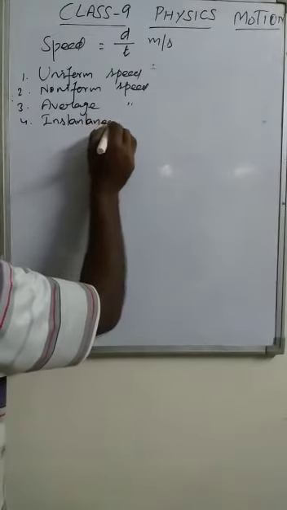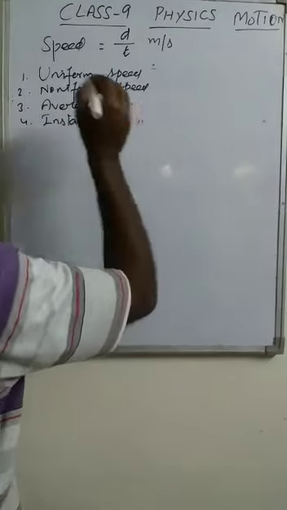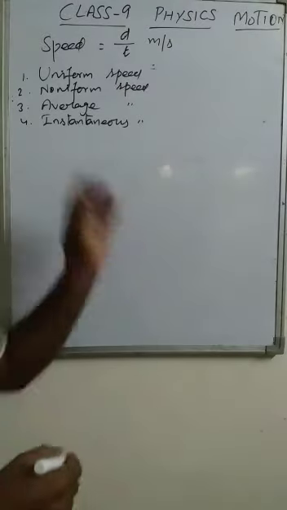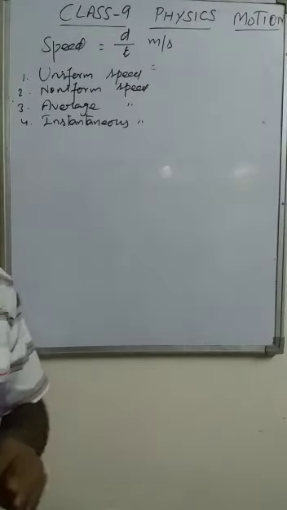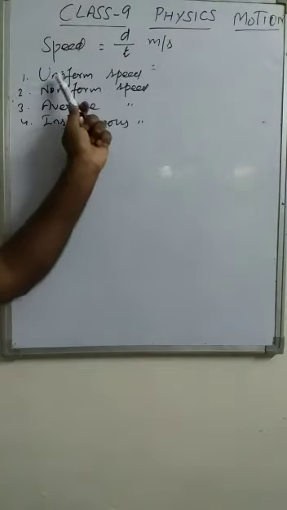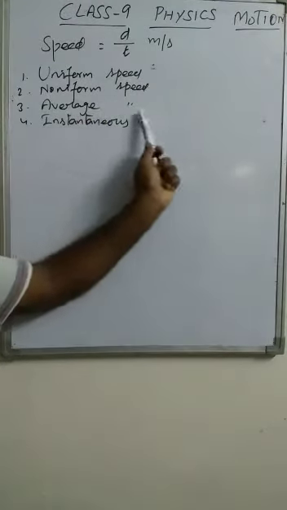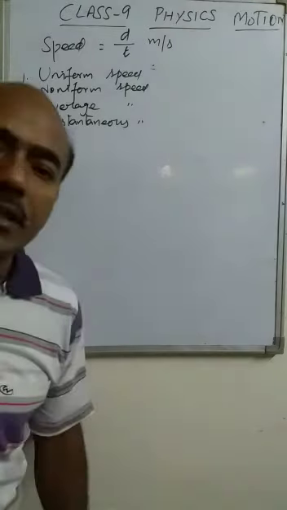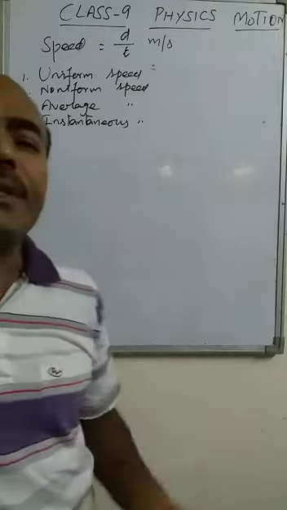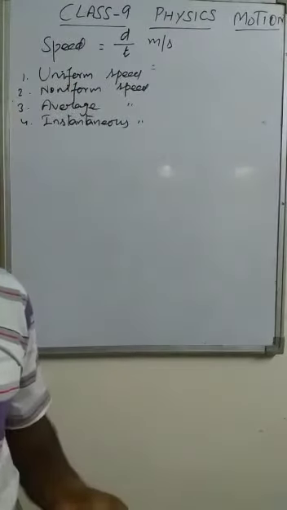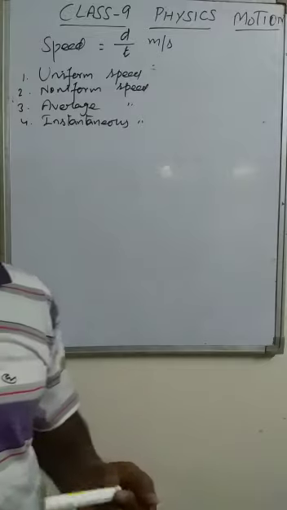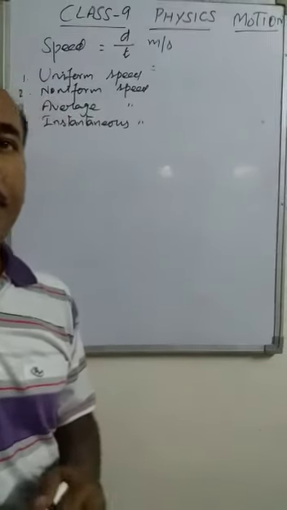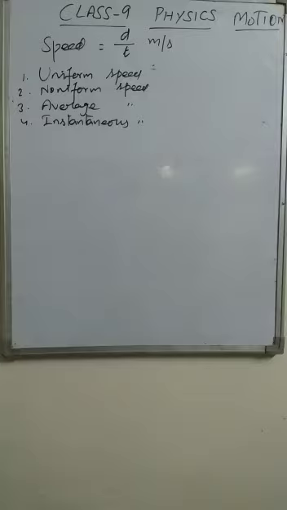These are different types, 4 types of speed. Similarly, in velocity also the same 4 types. We talk about the velocity: uniform velocity, non-uniform velocity, average velocity, instantaneous velocity. These are the 4 types. So these 4 types, I think you remember that we have studied in class 7th in the chapter of motion and time. That also was discussed.